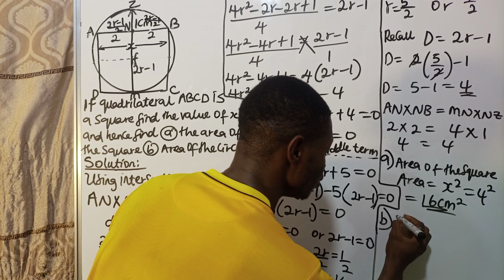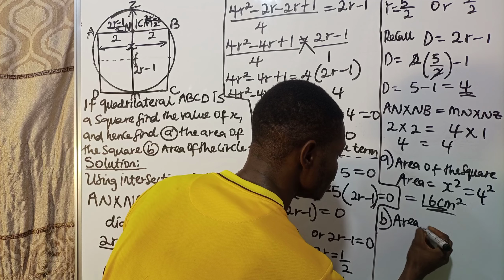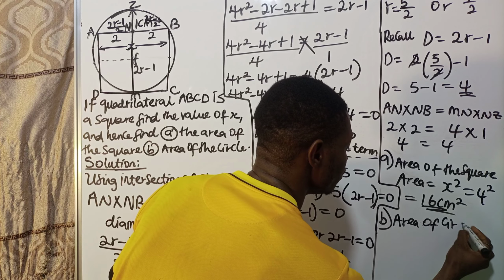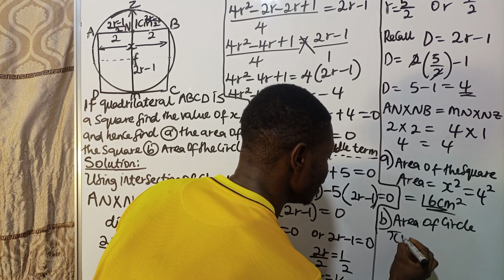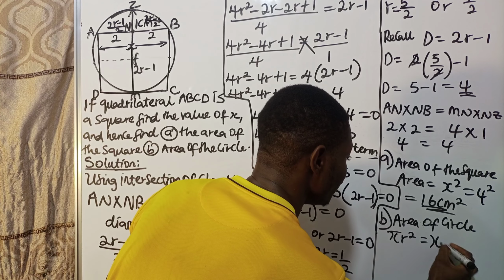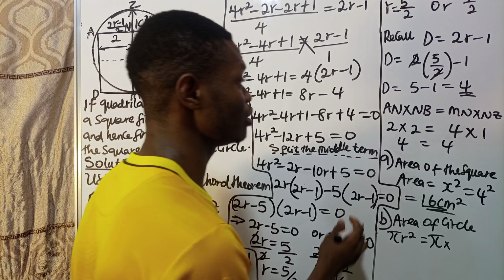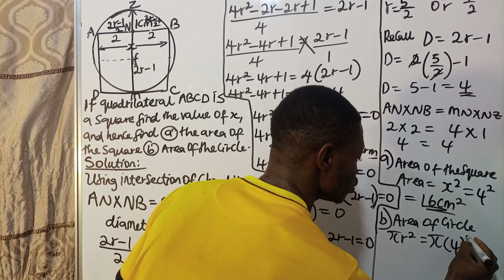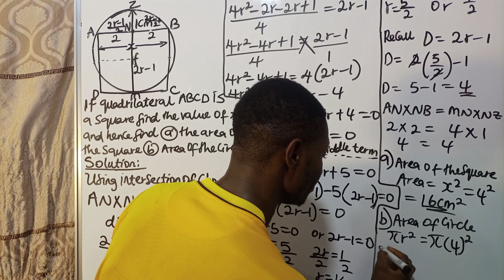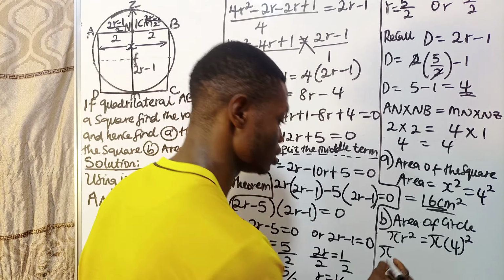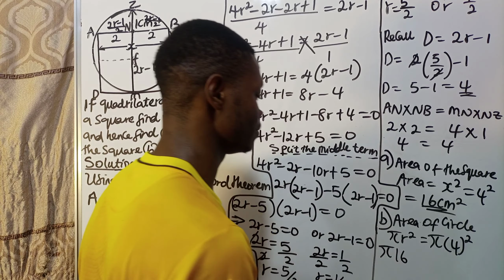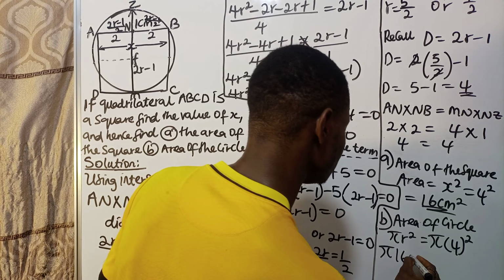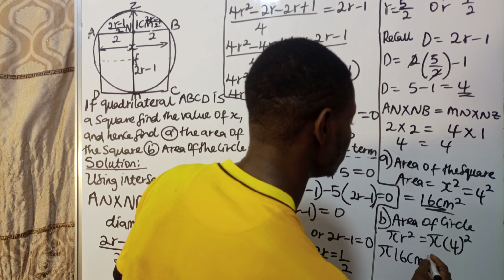So the area of a circle is what? The formula is pi r squared. So we are going to have pi times our r, which is 4, squared. So 4 squared is 16. So we have pi 16 centimeter squared.